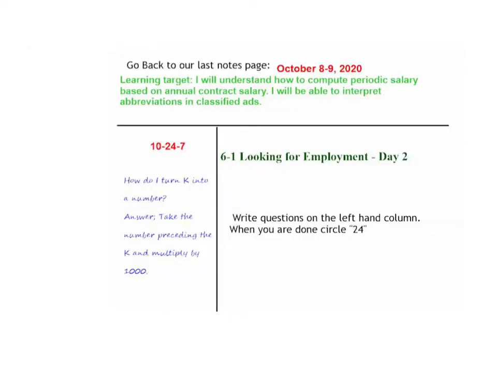All right, let's go back to our last notes page. That would have been Thursday, Friday of last week, October 8th and 9th. That was day 2 of looking for employment, and write a question in the left-hand column.